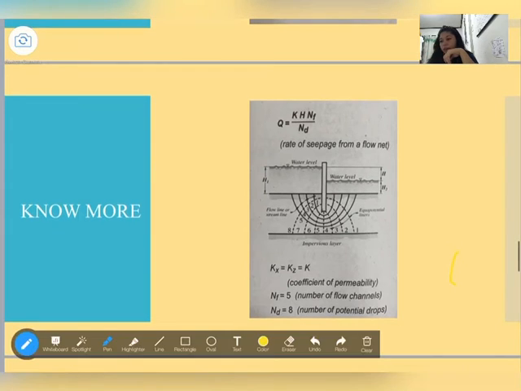So in order to get the rate of seepage from the flow net, it is this formula. The k is the coefficient of permeability, and H is the height of the water level or the difference in water level. If there's only one water level, then you'll be using that one. But if there's two, you will be getting H1 minus H2. Then N_F is the number of flow channels, and N_D is the number of equipotential line drops. Here, as you can see, 1 until 8 is the number of potential drops, and the flow channels are to be counted by this line going up this curve.